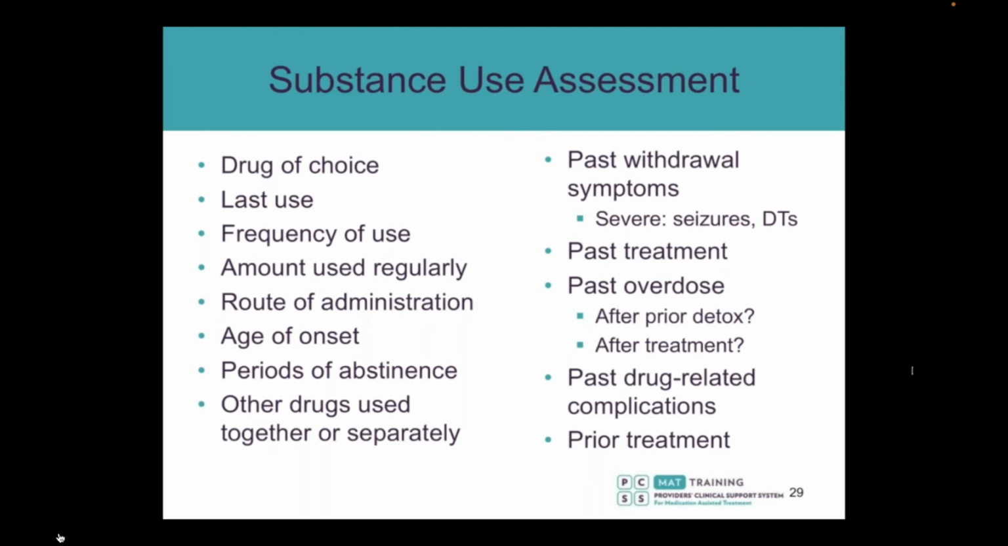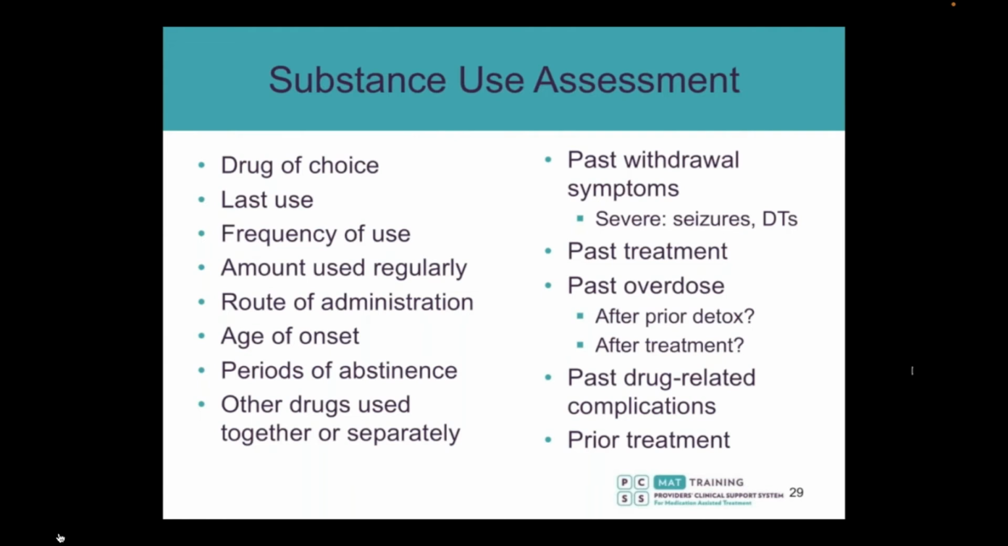Past withdrawal symptoms may indicate that the person needs more medical attention with discontinuation of the substance. If they've had a past overdose, particularly on opioids, you could recommend or prescribe a naloxone kit to the patient or involve family members. And if a patient overdosed after detoxification and was not started on medication-assisted treatment, they should be referred to a program that offers medication-assisted treatment.